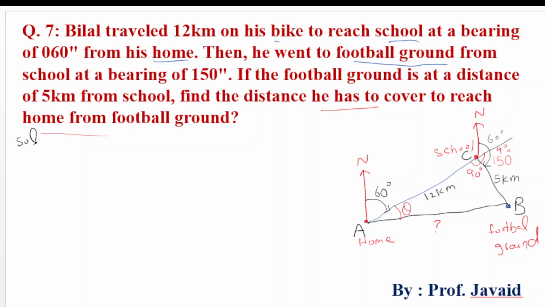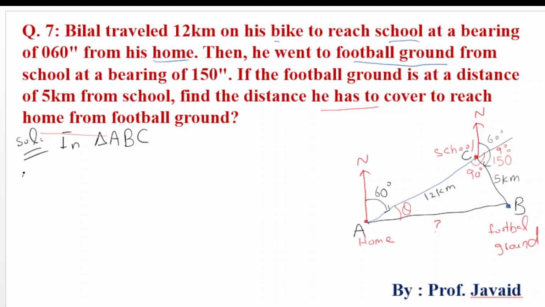So let's write the solution. In triangle ABC, we have to find AB. AB is the hypotenuse, because the hypotenuse is the side opposite the greatest angle. So we have to find AB. Two sides we already have, and the third we will find.